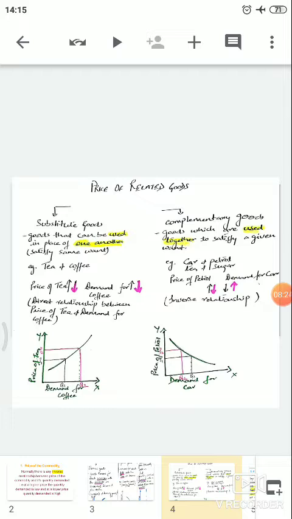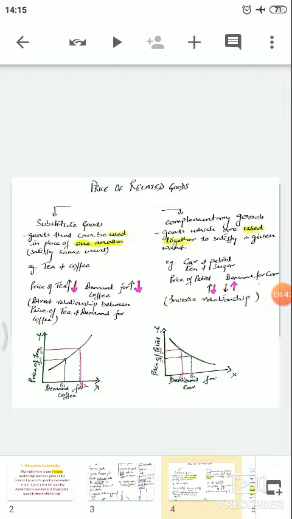So, when you're writing price of related goods, you will write substitute goods. You will explain what substitute goods are, those goods which can be used in place of one another, and then you will explain the effect, that there is a direct relationship between the price of the commodity and demand for its substitute. Then you have complementary goods.